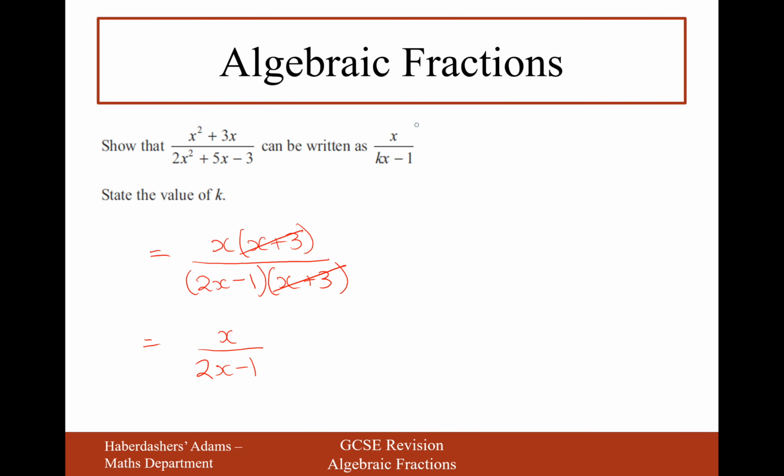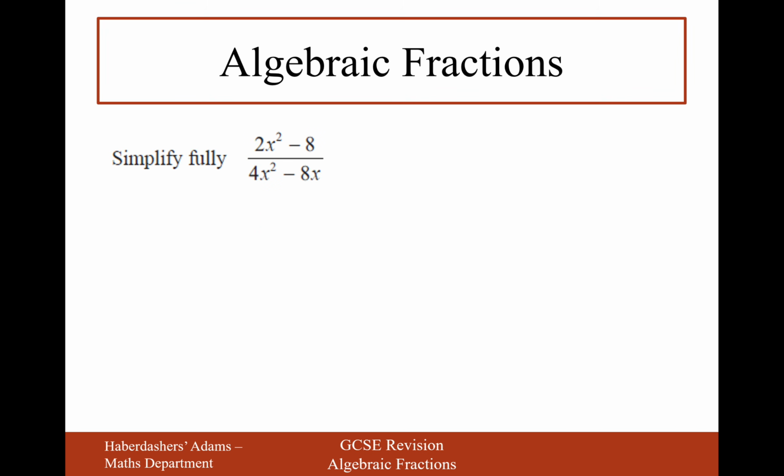And comparing it to what it should be written as, I can see here that therefore k equals 2, because 2 is the coefficient of x on the bottom. So there we are, it's a simplification question, it's just phrased in a different way. Okay, let's move on to the next one, pause the video and give this one a go.